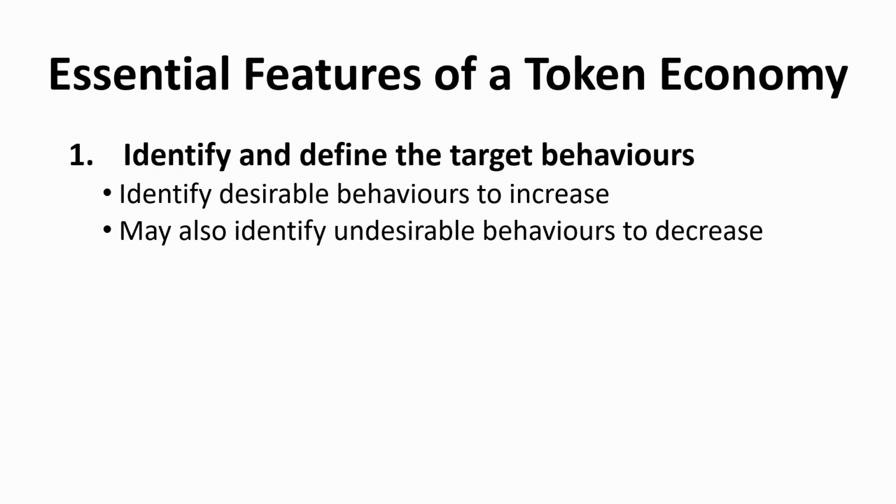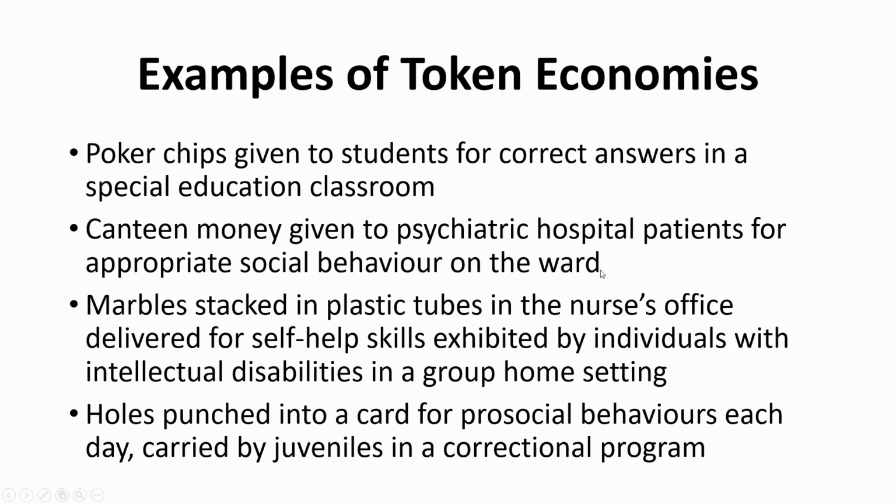So there are 6 features that we're going to focus on, and we're going to talk about them one at a time. So step 1 is that we need to identify and define our target behaviors. So what is the desirable behavior that you want to increase? If we're looking at our examples here, the first one is that we want the students to correctly answer questions. So that is our target behavior that we're trying to increase.